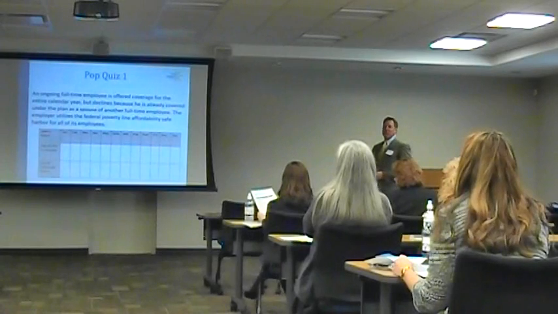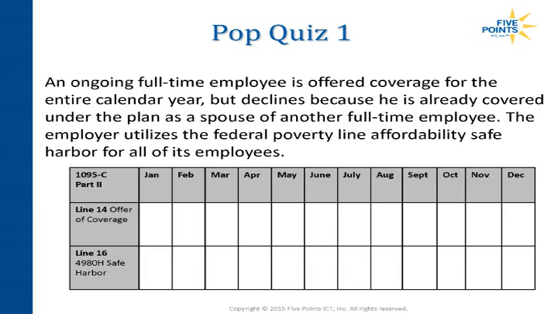All right, now pop quiz number 1. So why don't you take a few minutes, see if you can answer this. We have an ongoing full-time employee. They're offered coverage for the entire calendar year, but they decline because he's already covered under the plan as a spouse of another employee. The employer utilizes the federal poverty line affordability safe harbor for all its employees. Take a few minutes, use the codes, see if you can fill this out. I think what you'll see, a lot of these examples are ones that you'll absolutely have within your employment. You'll have employees filling these, so hopefully we'll get out of here knowing 98% of the answers.